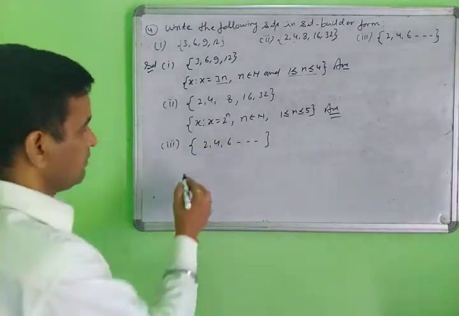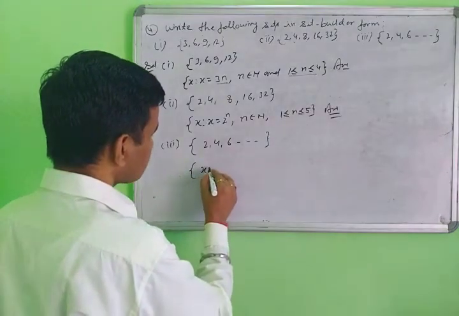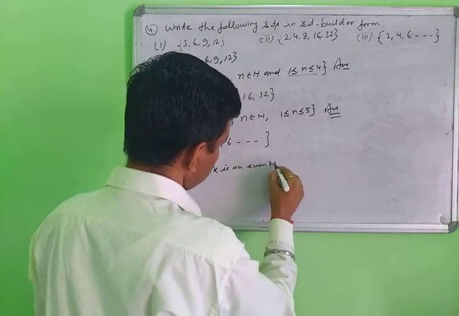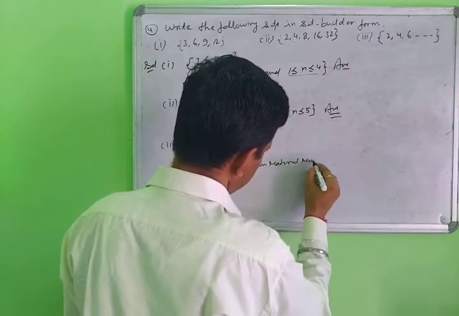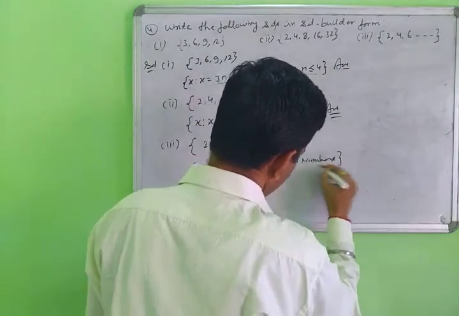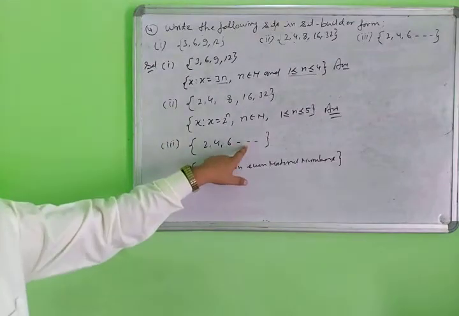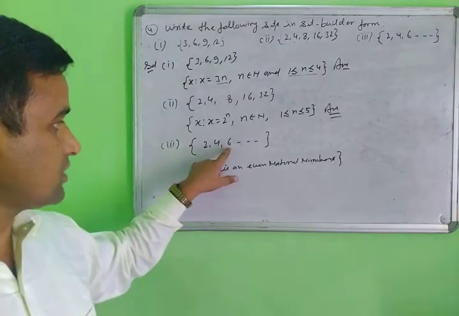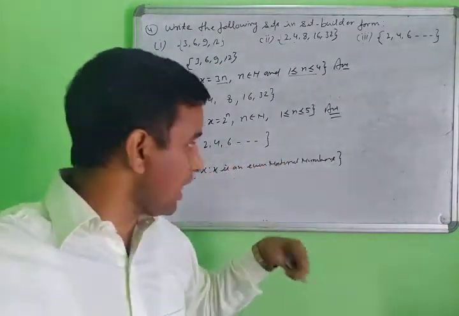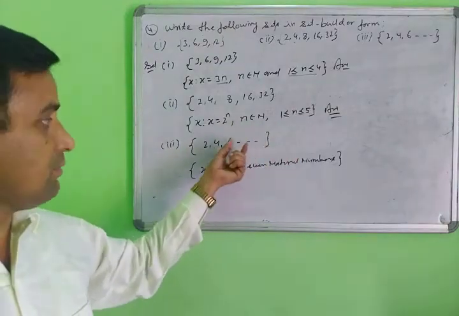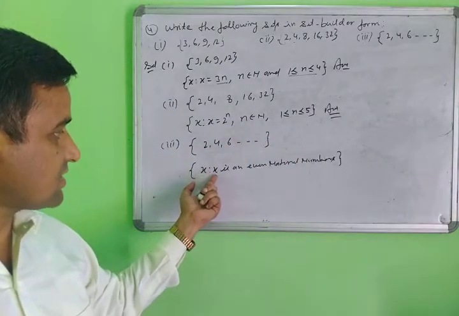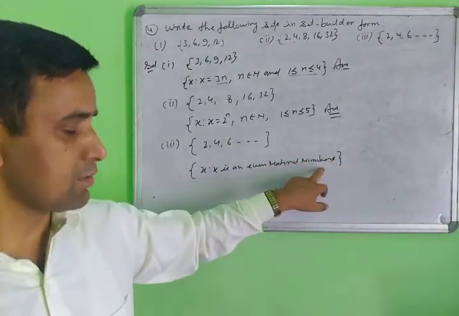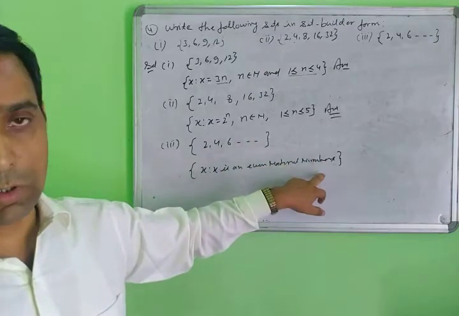Very simple thing here. You can write x such that x is an even natural number. The dash dash dash means there is no limit. It goes on in the indefinite form: 2, 4, 6, 8, 10, 12, 14, 16, all numbers, no limit. Then you write x such that x is an even natural number. You have no limit here, so it is not required.